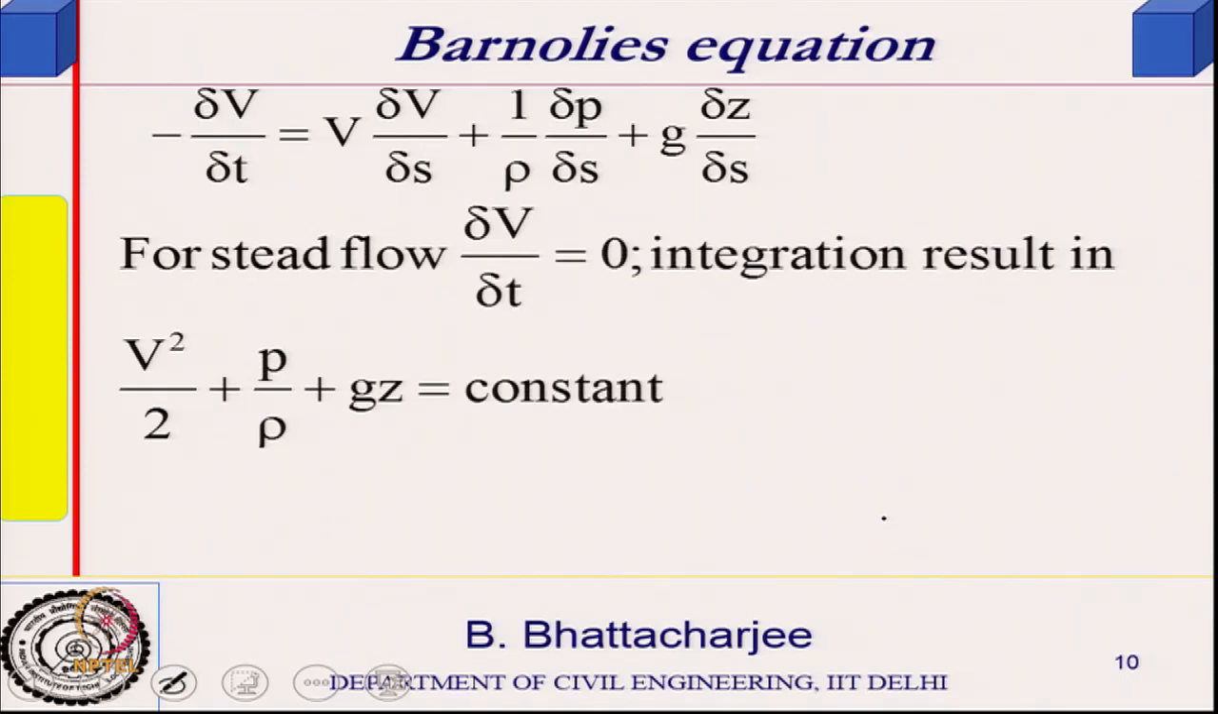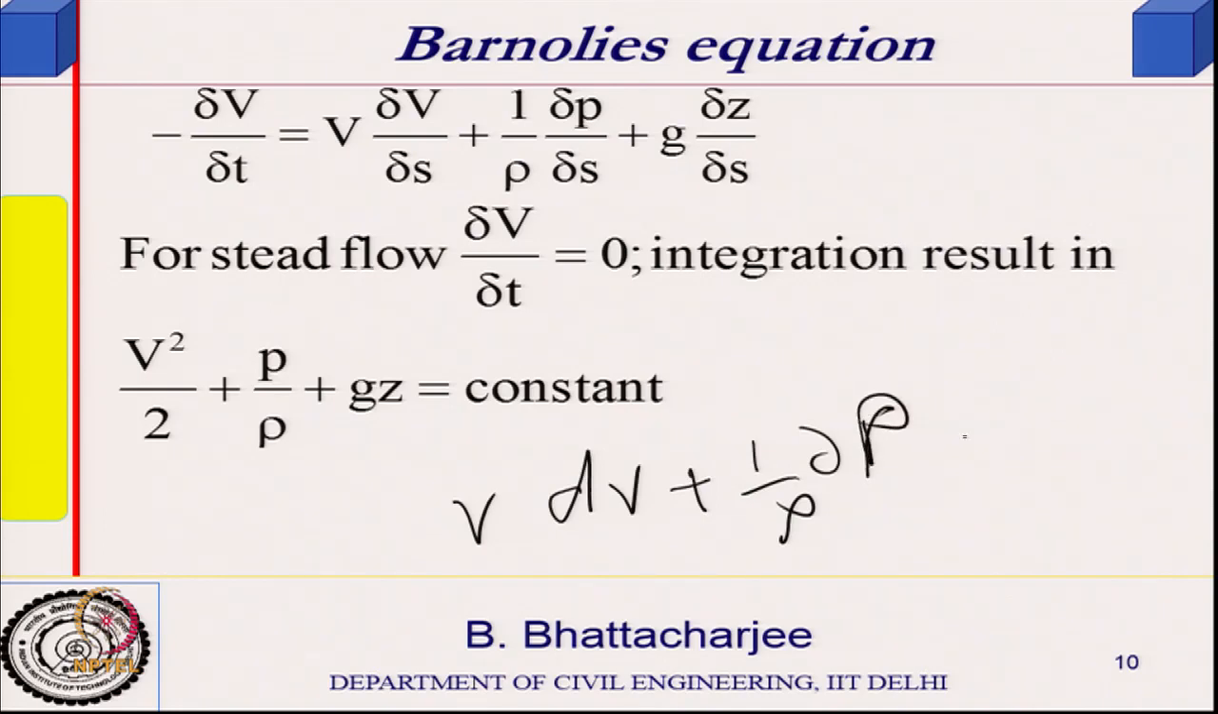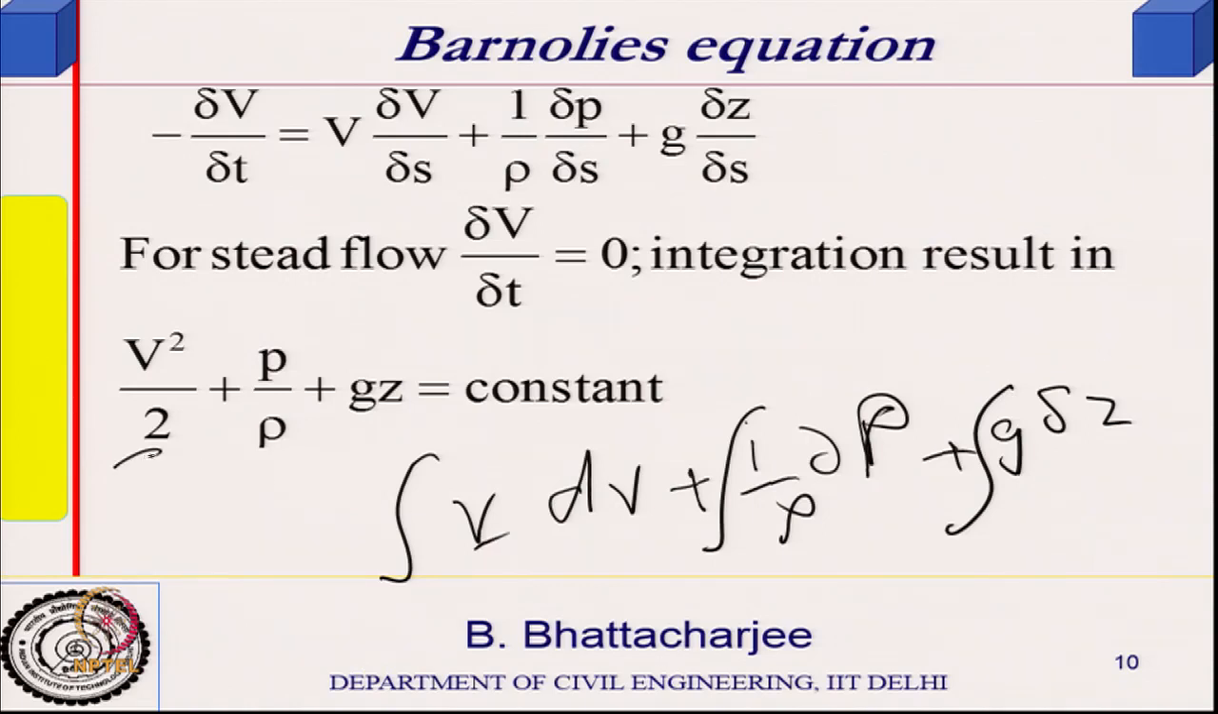Then I can integrate this whole thing. So, in steady flow this is equals to 0. Therefore, integrating V del V plus 1 by rho del P plus g del Z, integrate all of them, because right hand side is equals to 0, del S will not be there anywhere, and you get V square by 2 plus P by rho plus Z equals to a constant. Because right hand side is 0, if I integrate I get a constant.